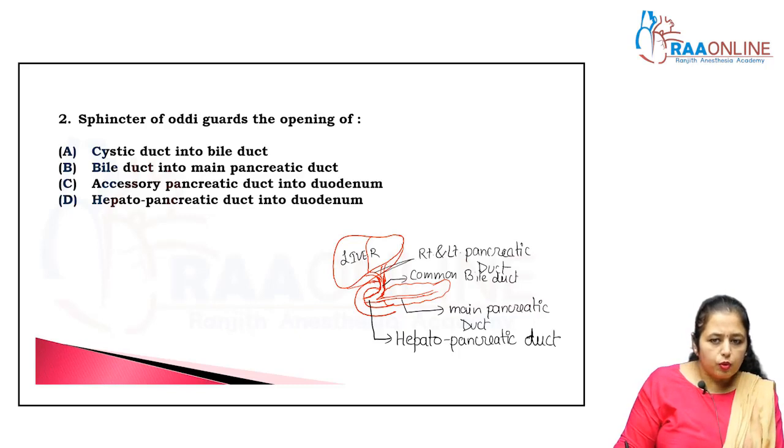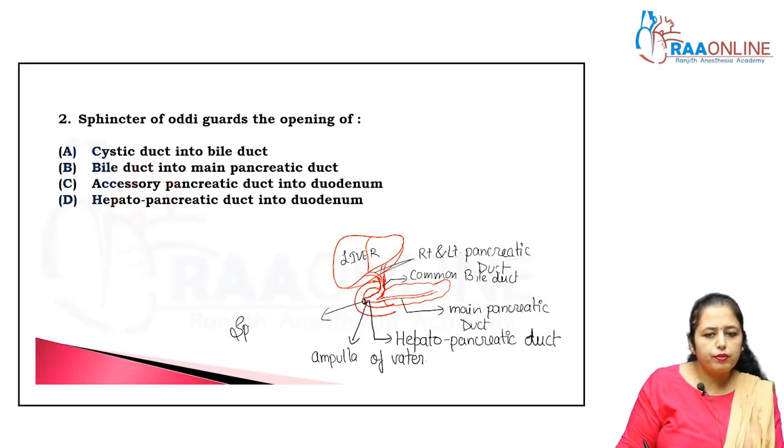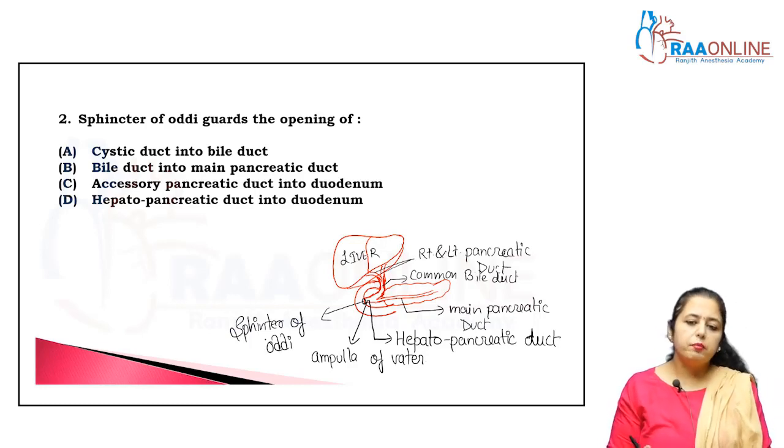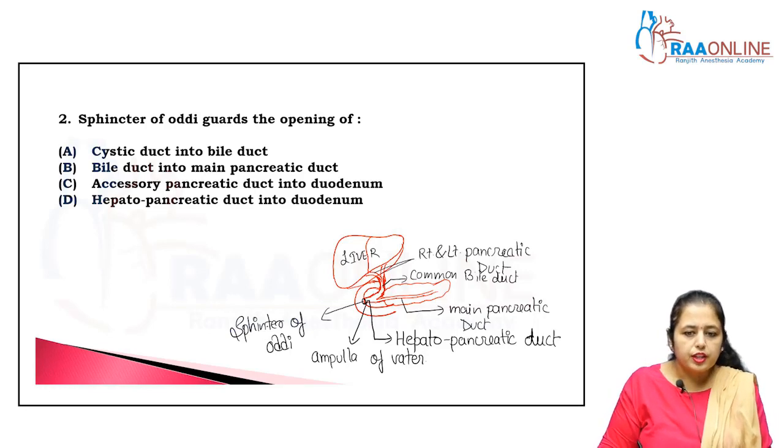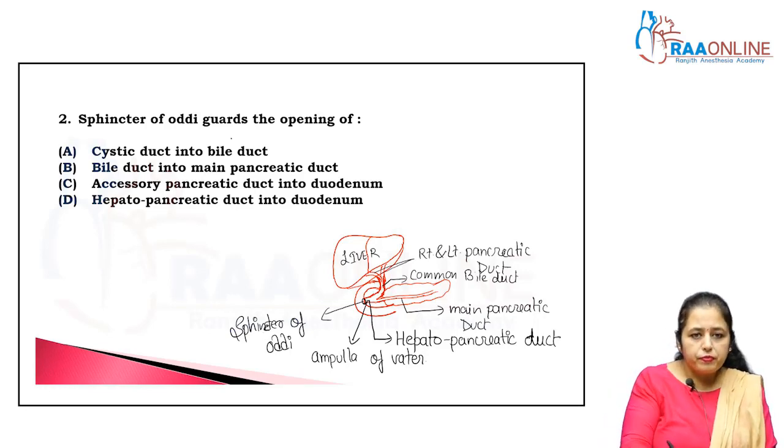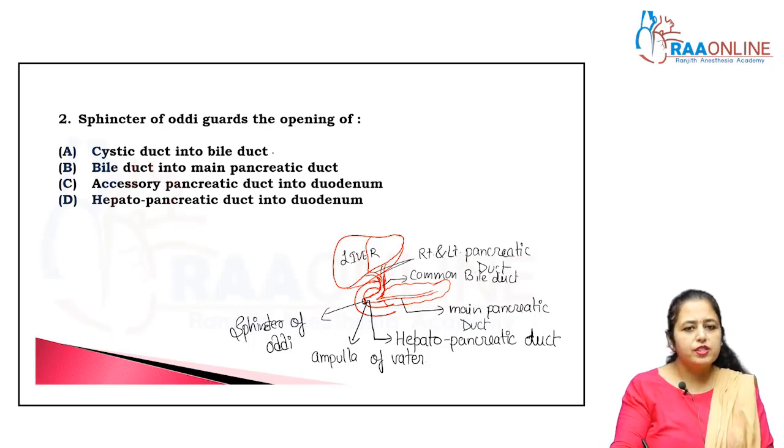Hepatopancreatic duct, and it opens into that part of the duodenum through the ampulla. That portion is known as the ampulla of Vater, right? That broad portion is known as the ampulla of Vater. Clear? And that ampulla of Vater is guarded by the sphincter of Oddi. So the sphincter of Oddi guards the opening of cystic duct into bile duct?